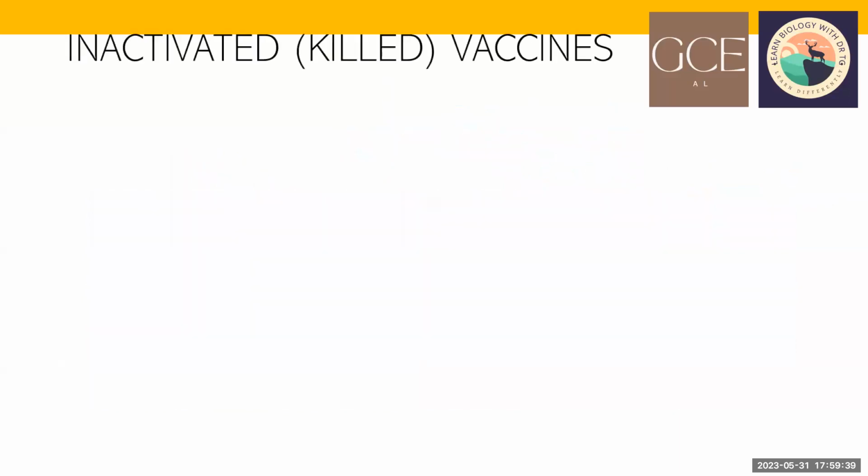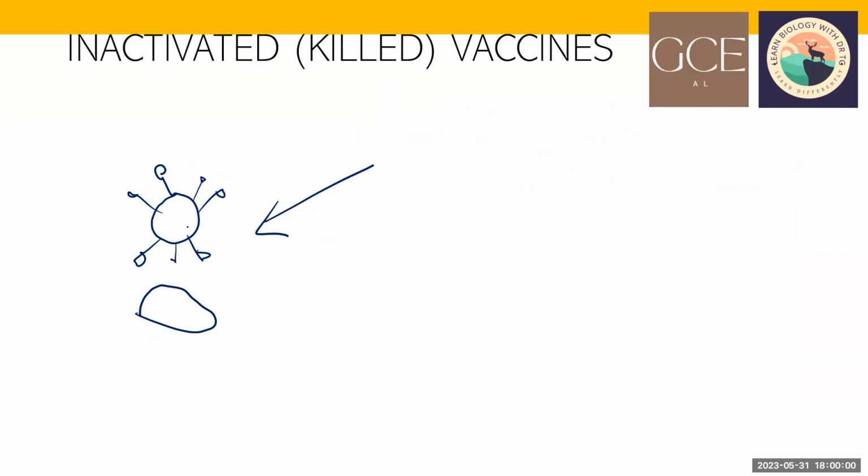Then the next type of vaccine is inactivated, or killed. So inactivated means killed. Again, virus or bacteria. I don't want to use the word kill for virus, because a virus is not a living thing. But just to speak here, for bacteria, yes, and the virus is also inactivated. So inactivated is the best word, rather than kill. They inactivate by physical or chemical methods.